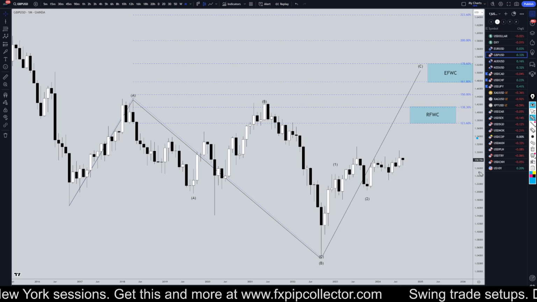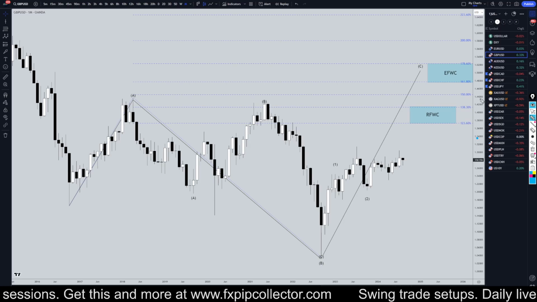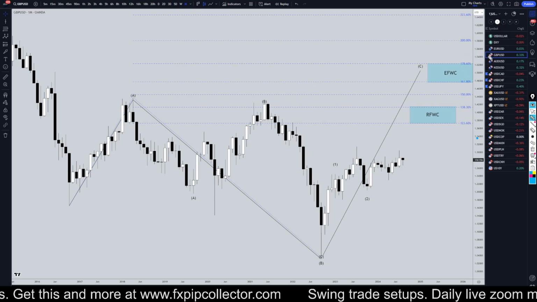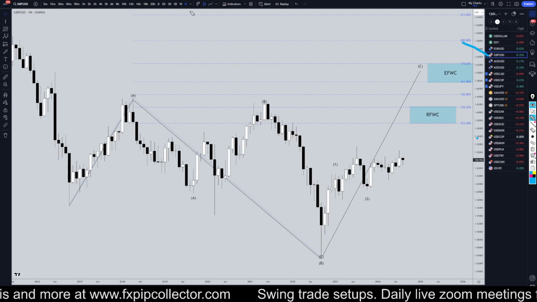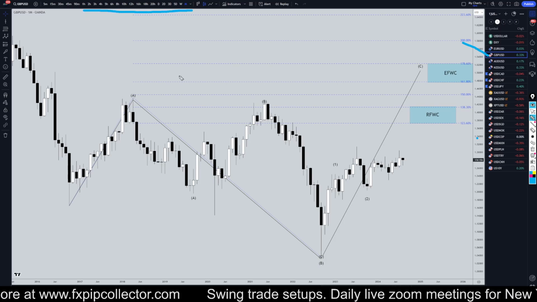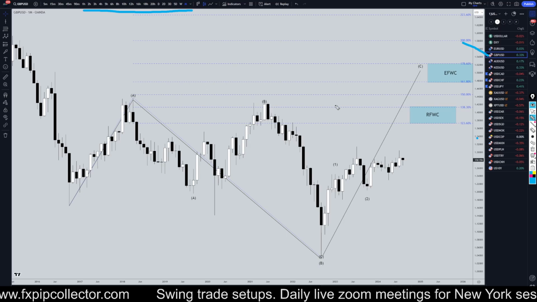Today is Tuesday, August 13th, and I'm going to be analyzing the pound US dollar, starting on the monthly, working my way down to the 1 hour time frame for the full top down analysis.